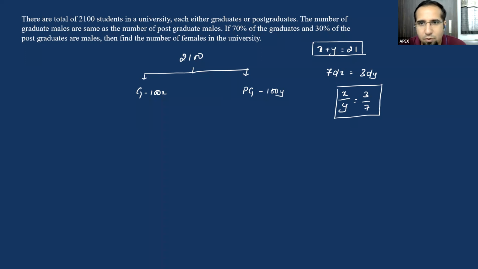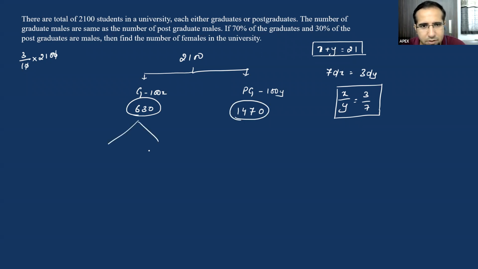Clear? So now the question is asking you to find the number of females in the university. So let's say 3k and 7k. Okay, or if you want, we can directly replace it here. So they are in the ratio of 3:7. So what is the total number of graduates? 3 by 10 of 2100. If you want, you can note this directly here. So total number of graduates are 630, and total number of postgraduates are 1470. Right?